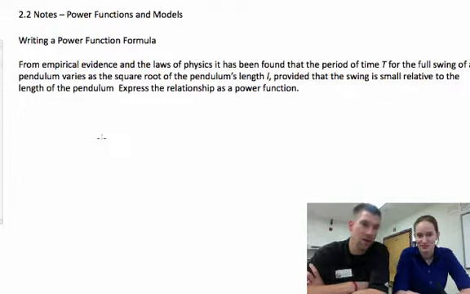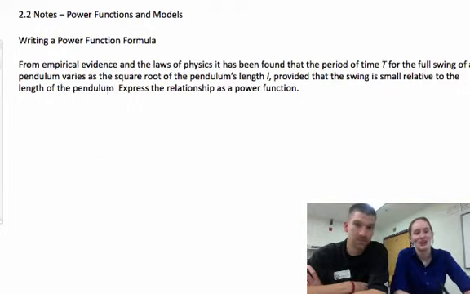Here we go, writing a power function from a given series of connected words, also known as a paragraph, from empirical evidence. Hey, what is empirical evidence?